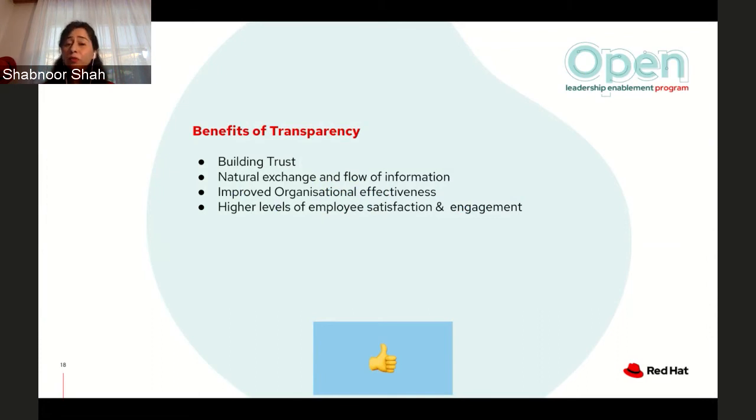When it comes to improved organizational effectiveness, even the most competent and honest decision makers need feedback on how their decisions are working in practice. Transparency enables effectiveness and accountability, and therefore it's a good choice.